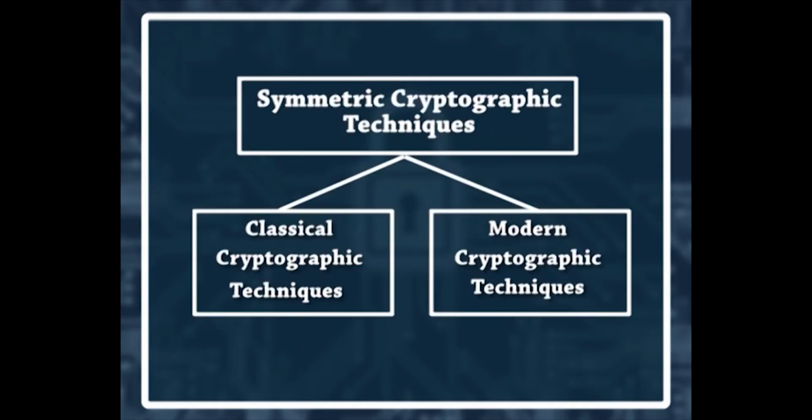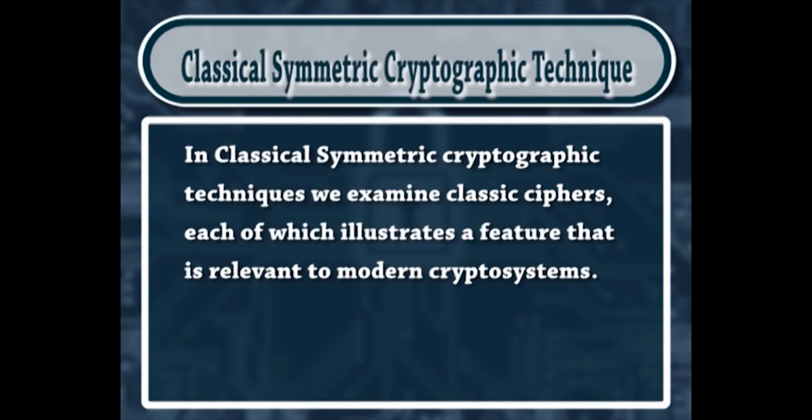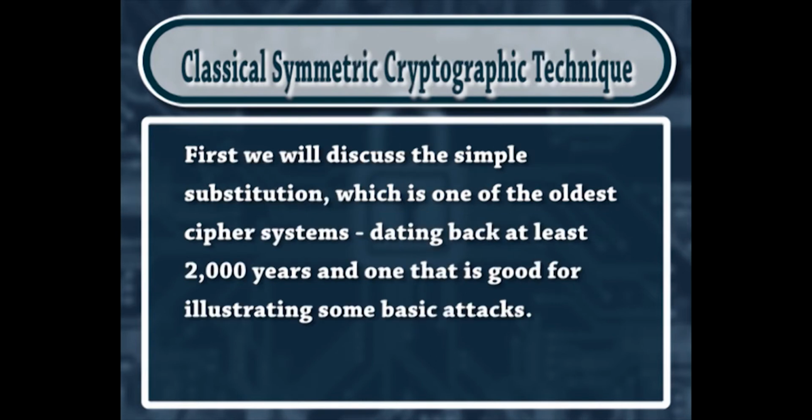The symmetric cryptographic techniques can be further divided into classical and modern symmetric cryptographic techniques. First of all, we will discuss the classical symmetric cryptographic techniques. In classical symmetric cryptographic techniques, we examine classic ciphers, each of which illustrates a feature that is relevant to modern crypto systems. First, we will discuss the simple substitution, which is one of the older cipher systems, dating back at least 2000 years, and one that is good for illustrating some basic attacks also.